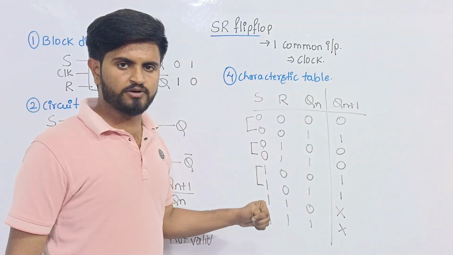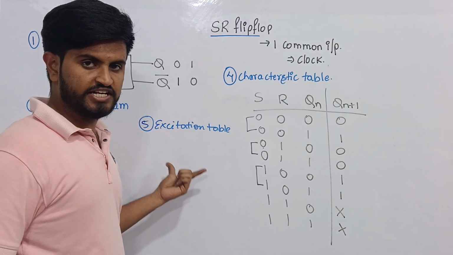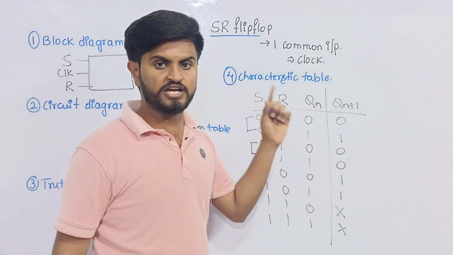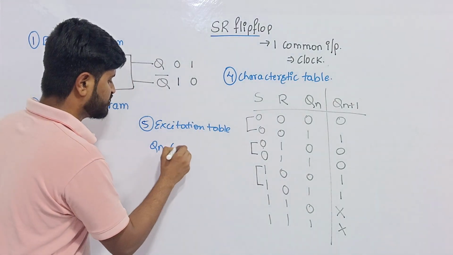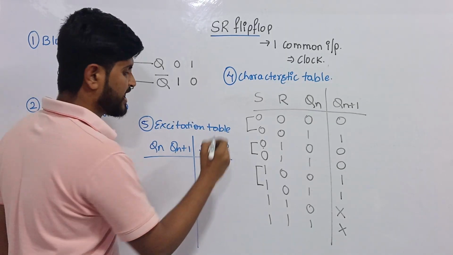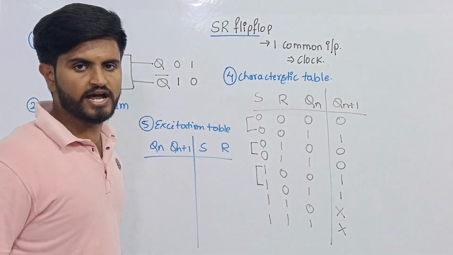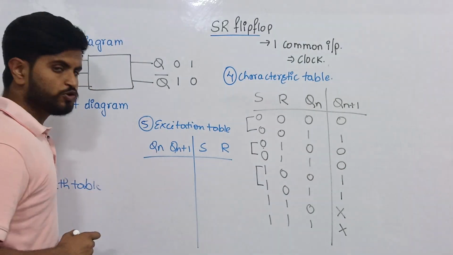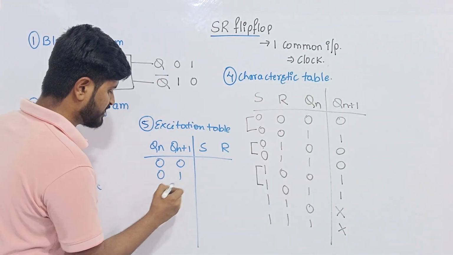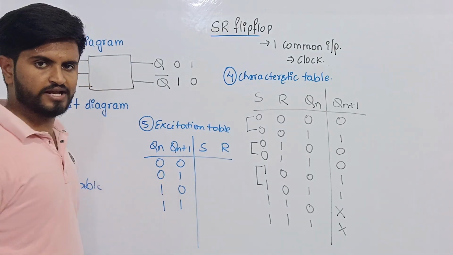Using this characteristic table, let's write the excitation table. Here in this excitation table, we will be using the present state output and the previous state output as my inputs. So Qn and Qn plus 1 will act as the inputs, and S and R will act as the outputs. Since I am having two inputs, what will be my possible combinations? 0, 0, 0, 1, 1, 0 and 1, 1.